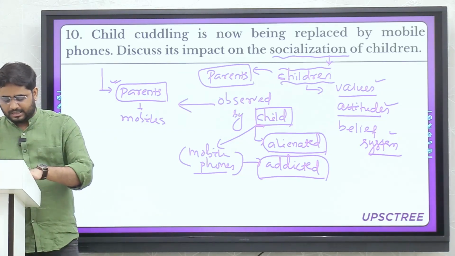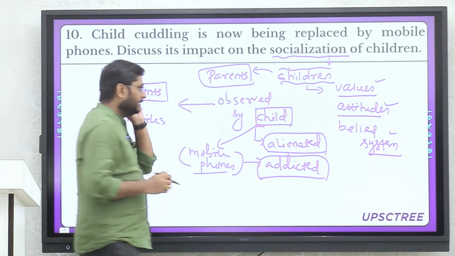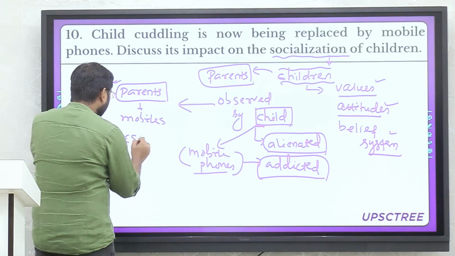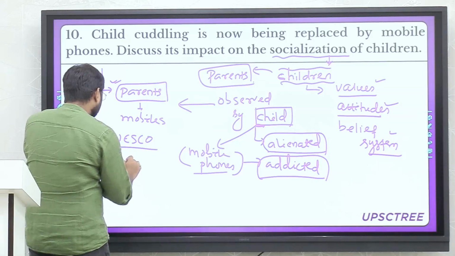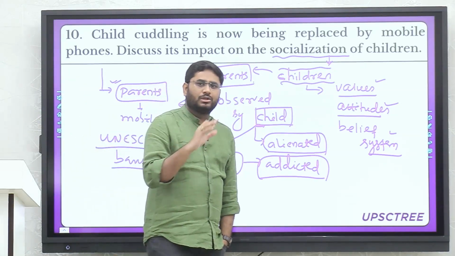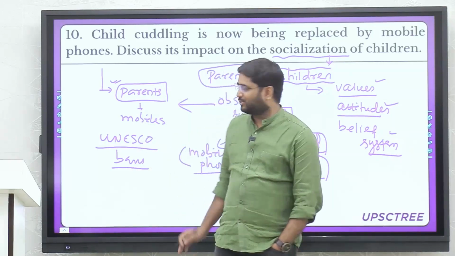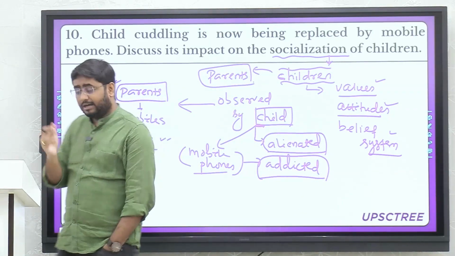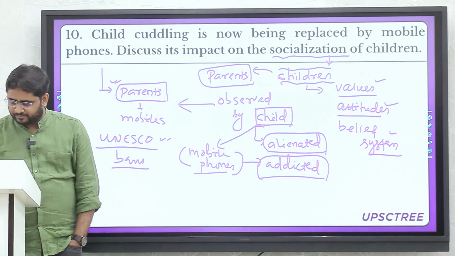And another interesting thing is the UNESCO report that came out in July. UNESCO advocated that all the schools should ban smartphones. All the schools should ban the smartphones. That is the advocacy by UNESCO. Okay. What happens here?